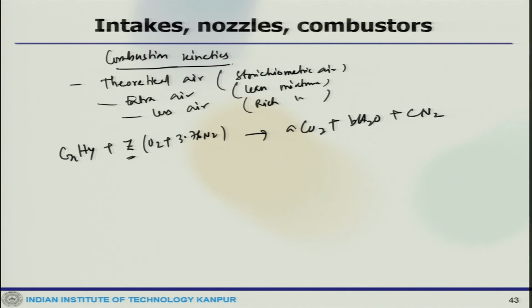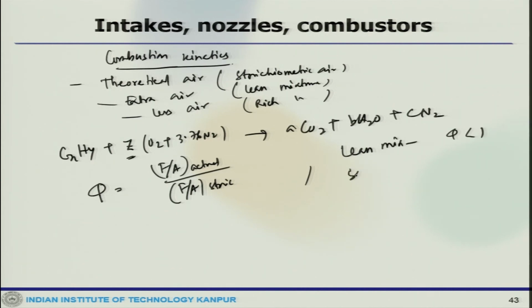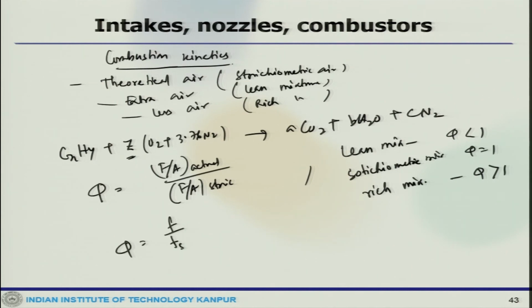Now when you define an equivalence ratio, that is fuel by air actual by fuel by air stoichiometric. A fuel lean condition, lean mixture, is phi less than 1, a stoichiometric mixture is phi equals 1, and a rich mixture is phi greater than 1. In the other way, fuel to air ratio F and F stoichiometric, we can write F by F stoichiometric. To prevent excessive temperature at the exit of the main burner or the afterburner, to protect its wall, the overall fuel air ratio must be less than stoichiometric.